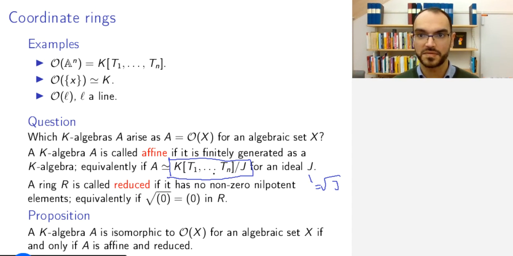And that was precisely the condition: ideals that are not radical cannot arise as the zero ideals, or the vanishing ideals, of algebraic sets. This was the content of the previous part of the lecture.